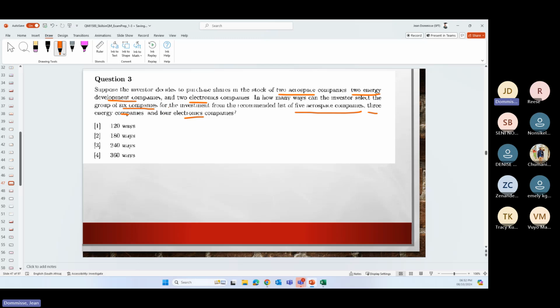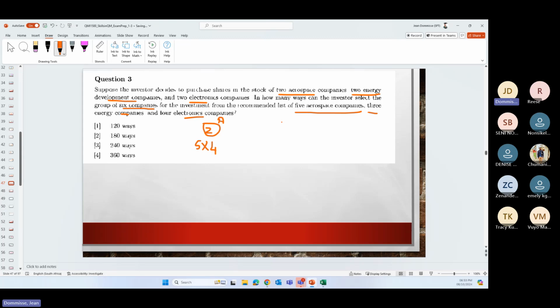Okay, so now what comes into play is, for that first option where you have 2 aerospace, there's 5 of them. So if you pick 1, it was 5 possibilities. If you then need to pick the other, there is 4 left. So that is for the aerospace.